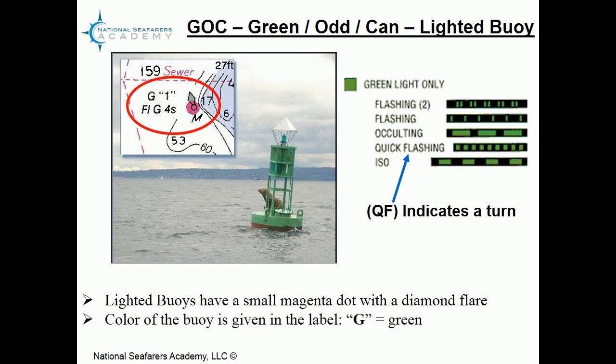The light characteristics can be a flashing group, flashing, occulting, quick flashing, or isophase. Sometimes there is a meaning to the light characteristic, such as a quick flashing light, which indicates a turn in the channel.